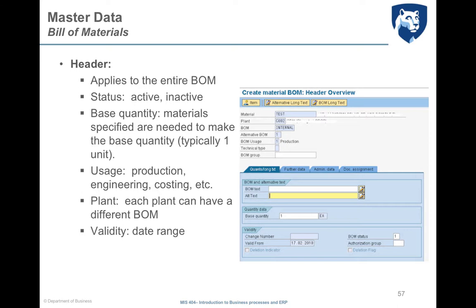Going further, regardless of the specific usage, the bill of material status can be active or inactive. An active bill of material can be used in the production of a material, while an inactive bill of material cannot be used. Finally, we also have the base quantity. The base quantity indicates the quantity of goods that will be produced by the materials specified in the bill of material item section.